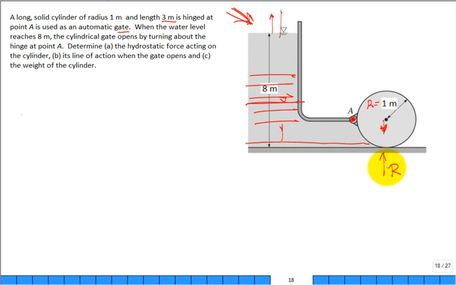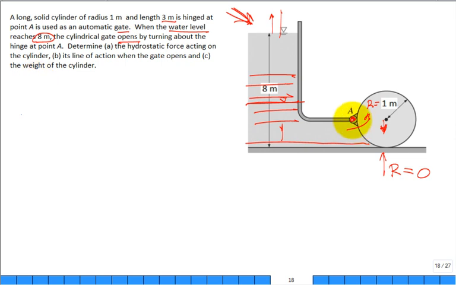How much force does the floor provide to the bottom of that cylinder? Well, when it's ready to open, when the water level reaches 8 meters, the cylinder gate opens, the reaction force goes to zero, and the cylinder rotates a little bit around the hinge and lets some water out. So for part A, determine the hydrostatic force acting on the cylinder.